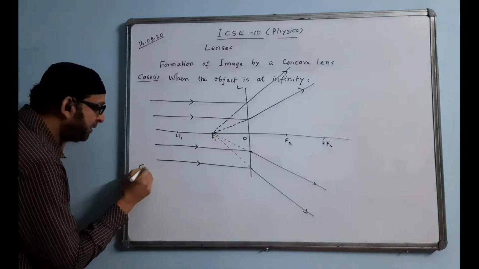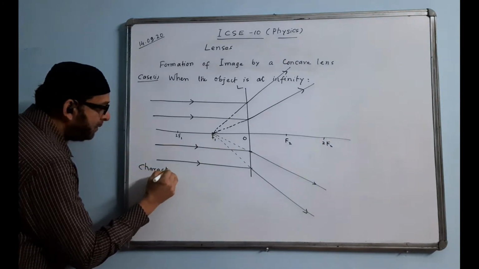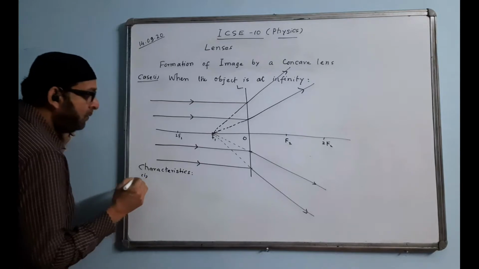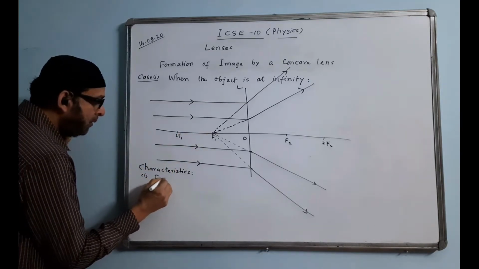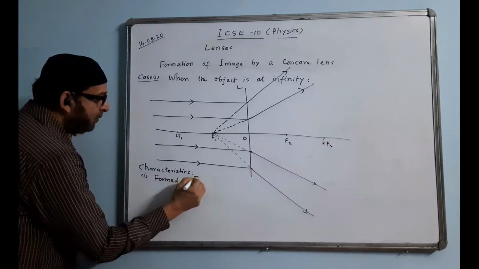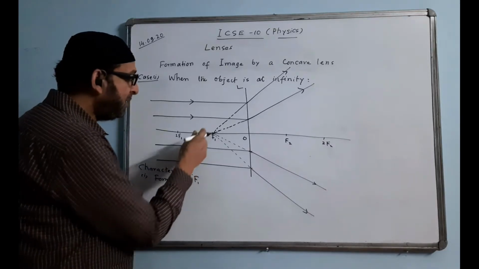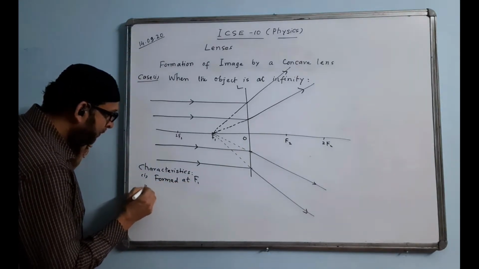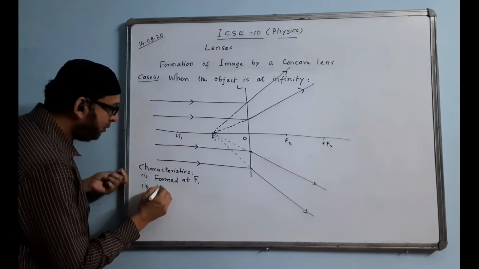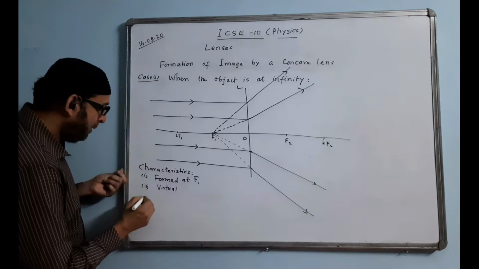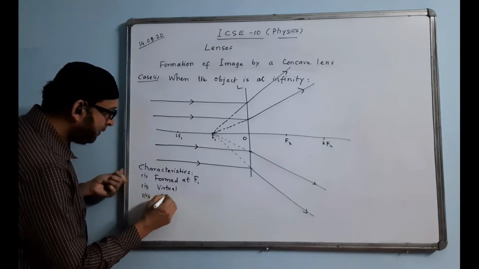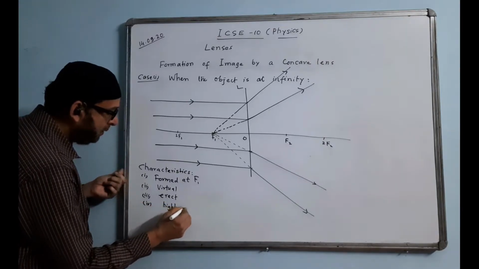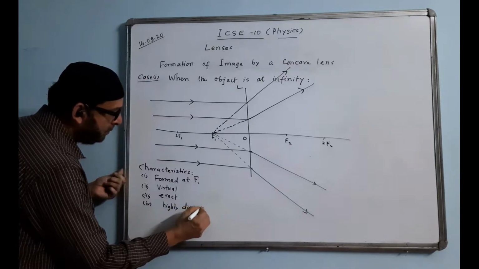We write the characteristics. Number 1. Where is the image forming? At F1, or we can write formed at principal focus. This side is the principal focus, the other side is the auxiliary focus. Number 2. Virtual, because we are using a dotted line to make the image. Third one is erect, and the fourth one is highly diminished.